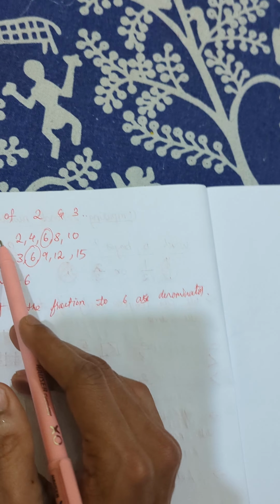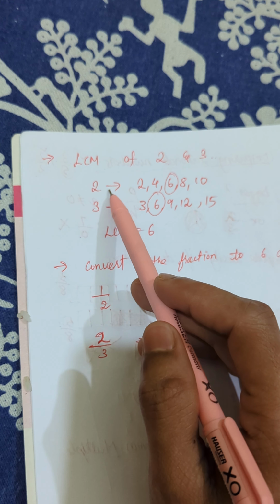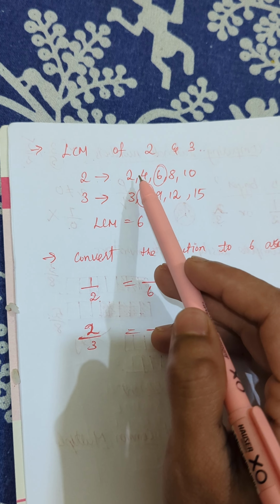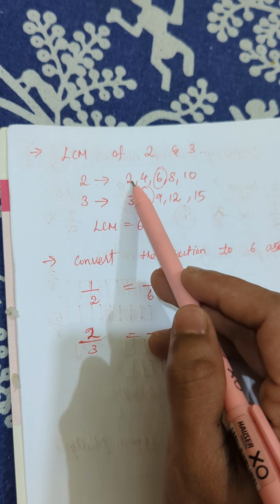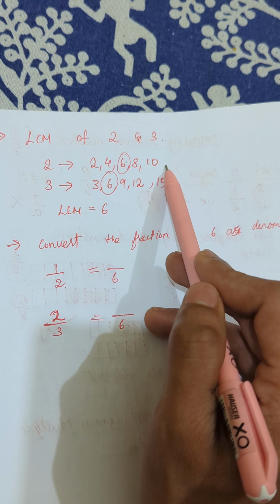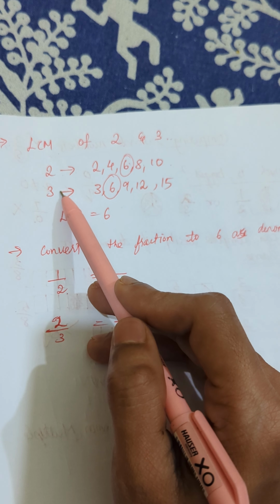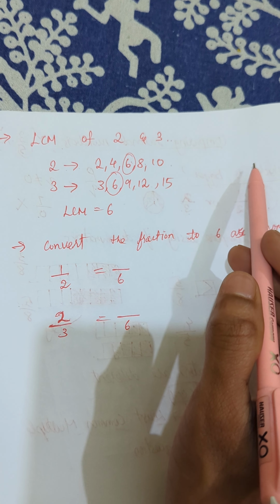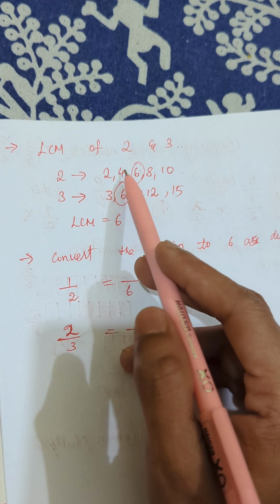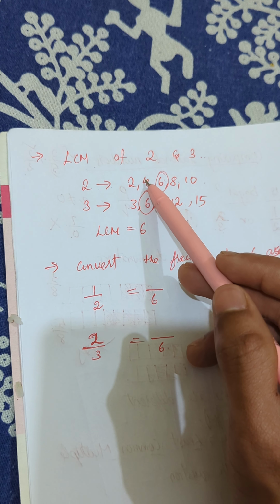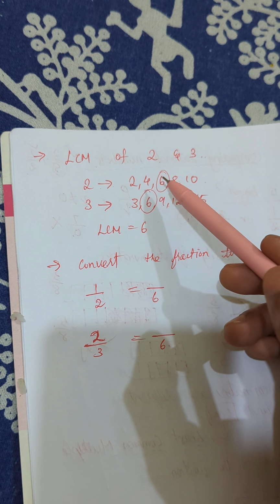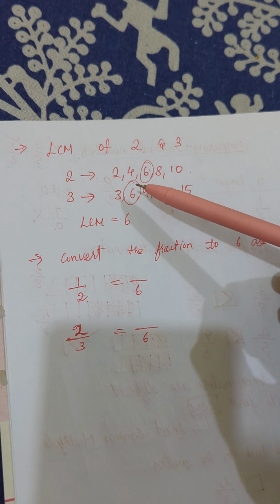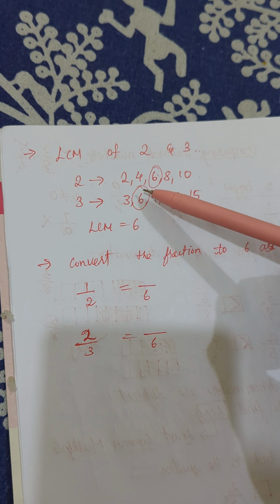For that it's easy. You just have to write the multiples of 2 first. What are the multiples of 2? 2, 4, 6, 8, 10. It will go like that. What about 3? The multiples of 3 will be 3, 6, 9, 12, 15. It will go like this, right? Now which number is coming similar in both of the multiples?